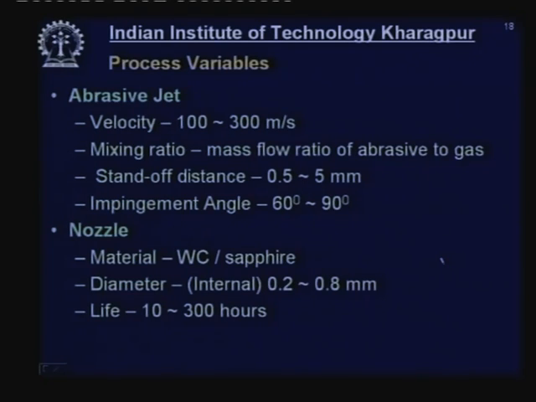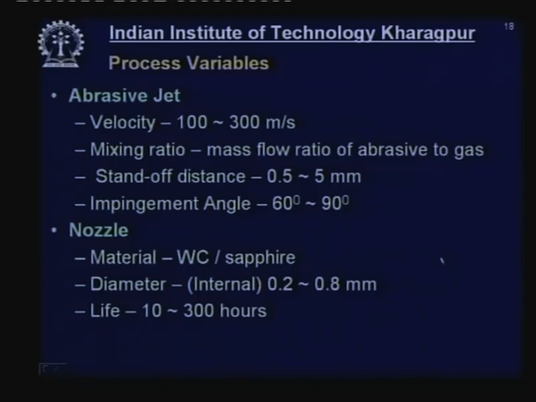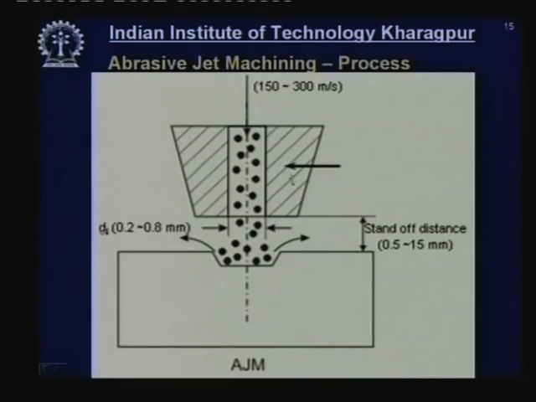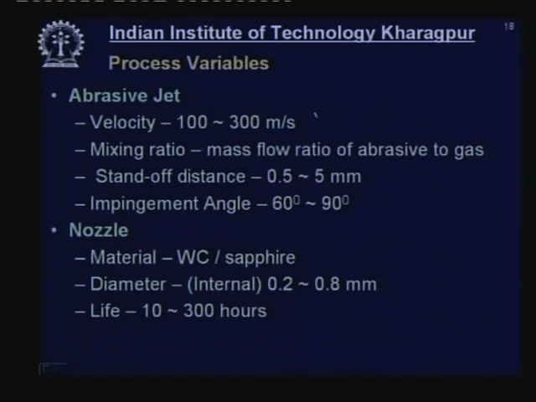Then comes the impingement angle, at what angle the jet is interacting with the workpiece. If there is no technical or geometrical requirement, typically the impingement angle is around 90 degree, but it can also be as low as 60 degree. Then comes the nozzle material, because the nozzle is handling abrasive particles which are moving through it at 300 meter per second. So the requirement is that it has to be wear resistant. Typically tungsten carbide nozzles are used, or even wear resistant sapphire nozzles.